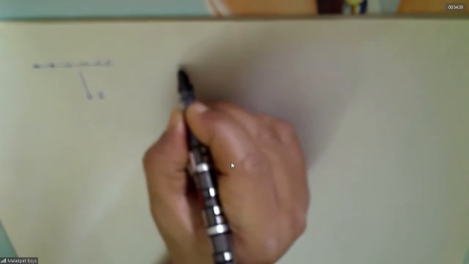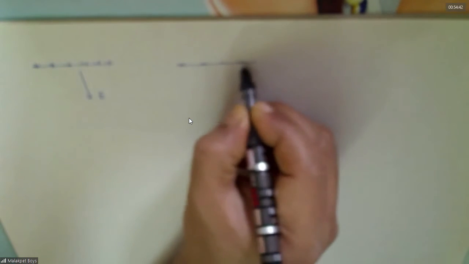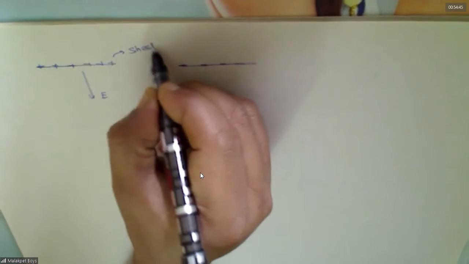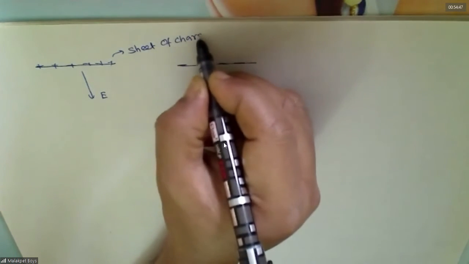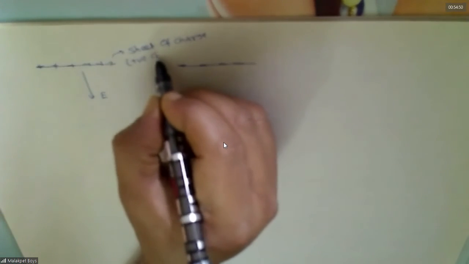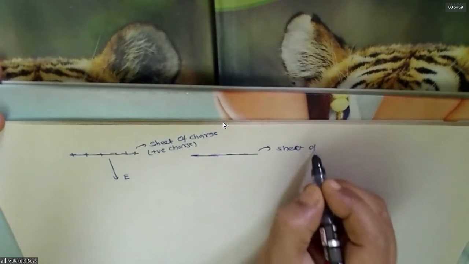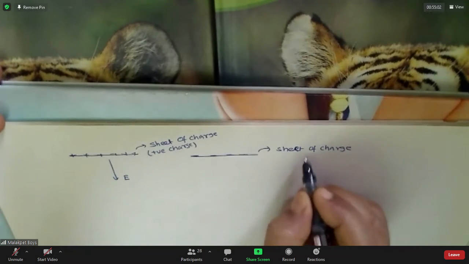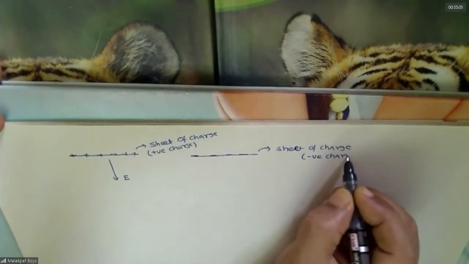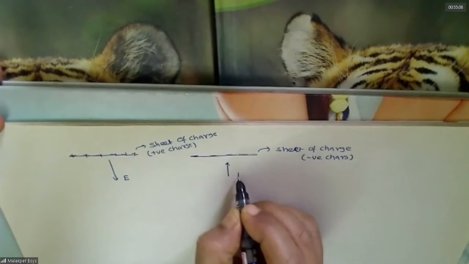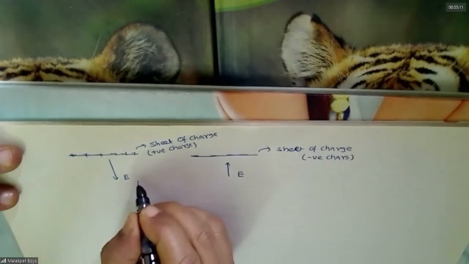See, suppose it's a plate, a sheet of charge. Electric field will be this side only. Remember this? Now suppose it's a negative charge, a sheet of charge. This is also a sheet of charge. This is a negative charge. Do you agree with this? Can you tell what is the electric field towards this? Remember this? Yes, sir. Agree.